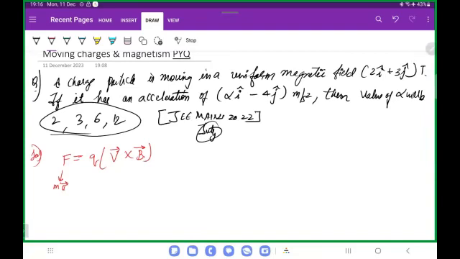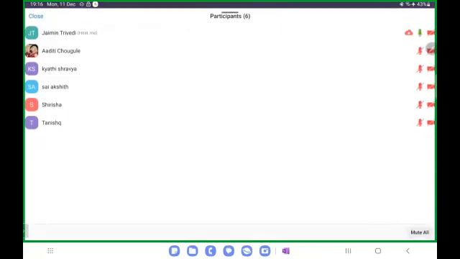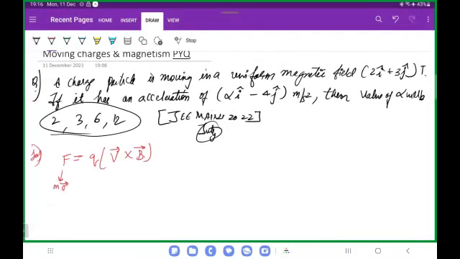In this one, are you getting any idea, or shall I start solving? So can you solve it once? Sure, I'll solve it. Yeah, 12th standard guys, any idea? Or shall I solve? Kyati, Akshit, Shirisha, Tanishk. Sir, solve.